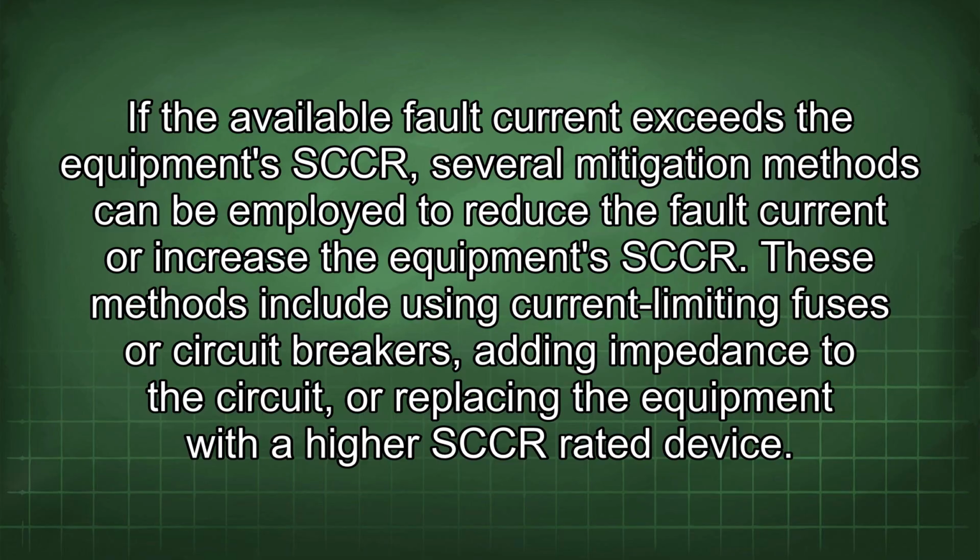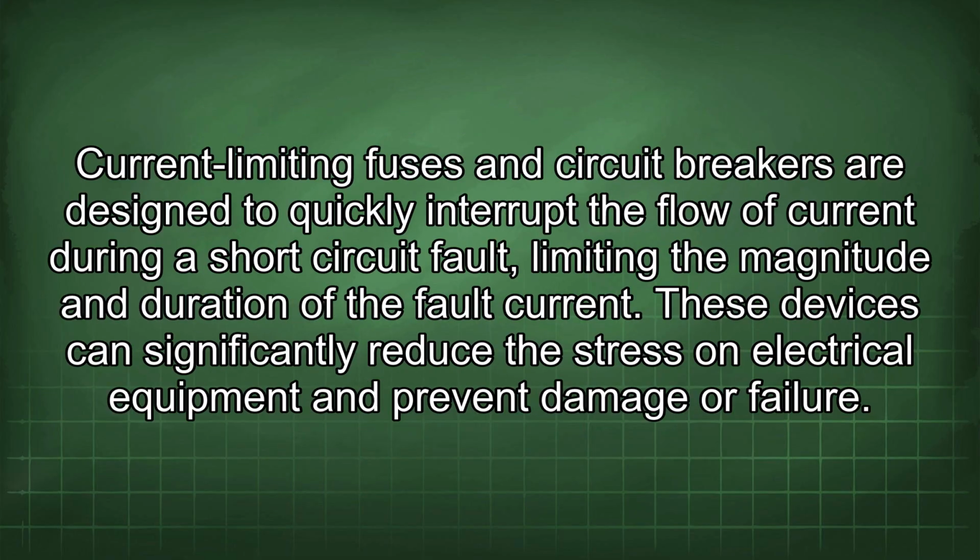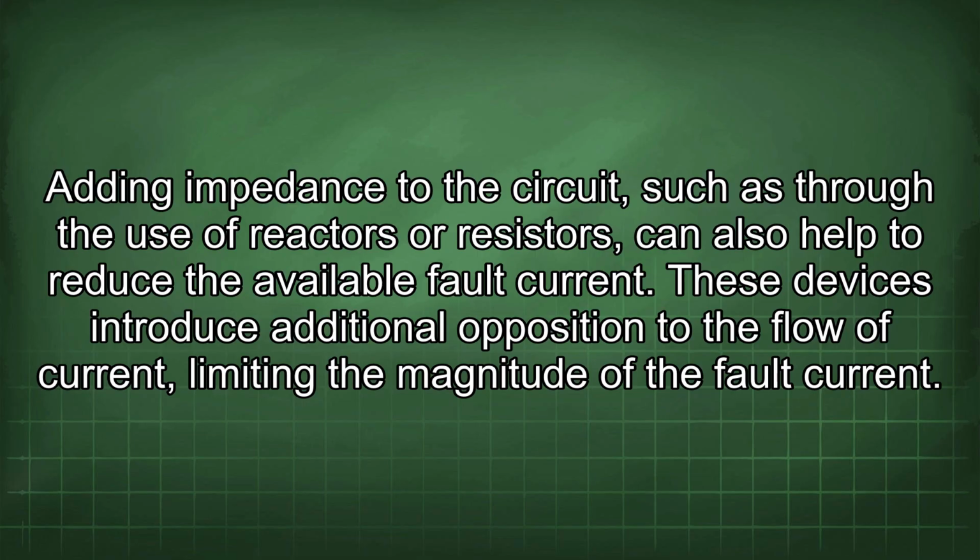These methods include using current-limiting fuses or circuit breakers, adding impedance to the circuit, or replacing the equipment with a higher SCCR-rated device. Current-limiting fuses and circuit breakers are designed to quickly interrupt the flow of current during a short-circuit fault, limiting the magnitude and duration of the fault current. These devices can significantly reduce the stress on electrical equipment and prevent damage or failure. Adding impedance to the circuit, such as through the use of reactors or resistors, can also help to reduce the available fault current. These devices introduce additional opposition to the flow of current, limiting the magnitude of the fault current.